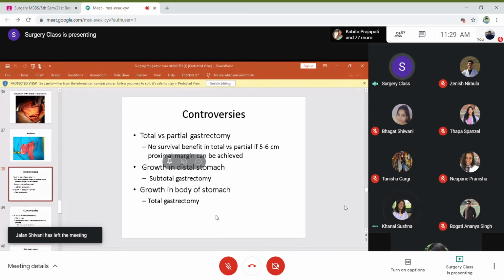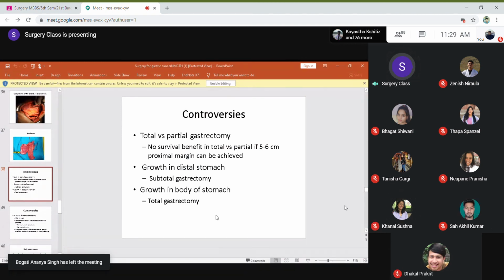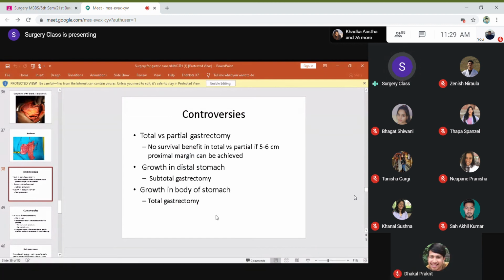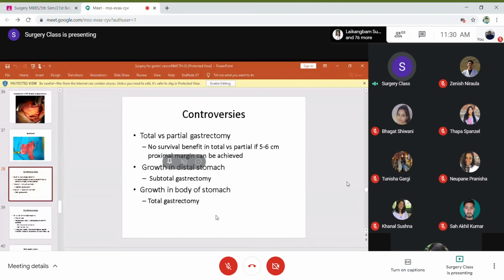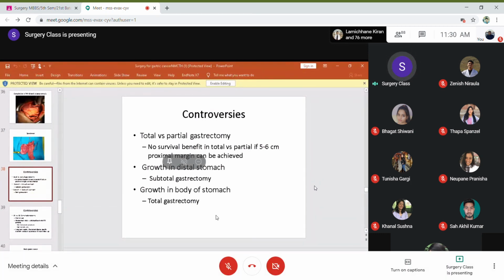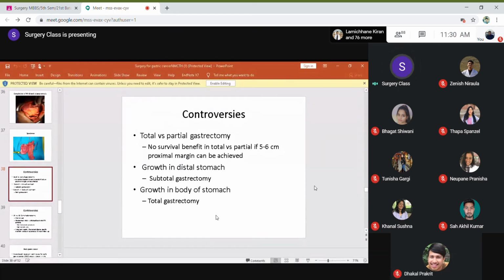Yes, sir. Okay. So the controversy is whether you do a total versus partial gastrectomy. According to the location you'll decide how much of the stomach you want to remove. That depends on the location of the tumor. We usually prefer to preserve as much of the stomach as possible. So we believe in doing subtotal or partial resection with a D2 resection at the same time, and then make an anastomosis. We prefer to make a Roux-en-Y gastrojejunostomy.